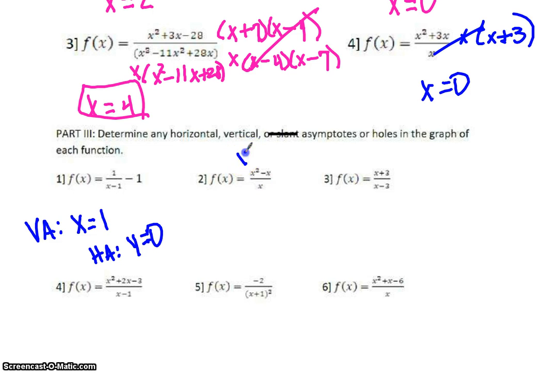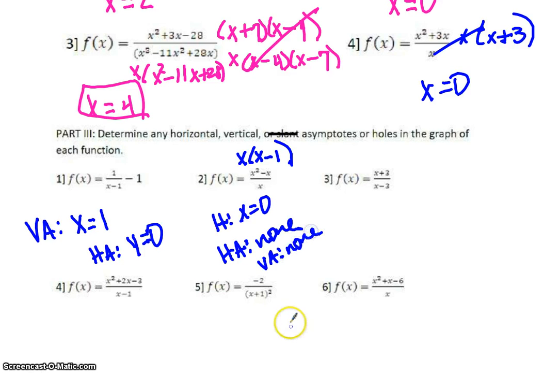Number 2, pull an x out, and it leaves you x minus 1. The x would cancel, so you have a hole at x equals 0. There's nothing to cause a vertical asymptote. Your horizontal asymptote, the numerator is larger, so there is none. It doesn't matter if you write it. If you want to make sure that there is no doubt, you would tell me none for both of those.